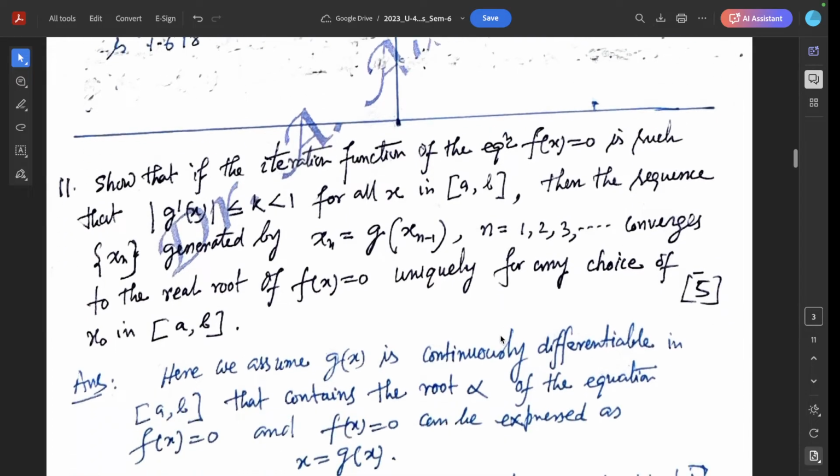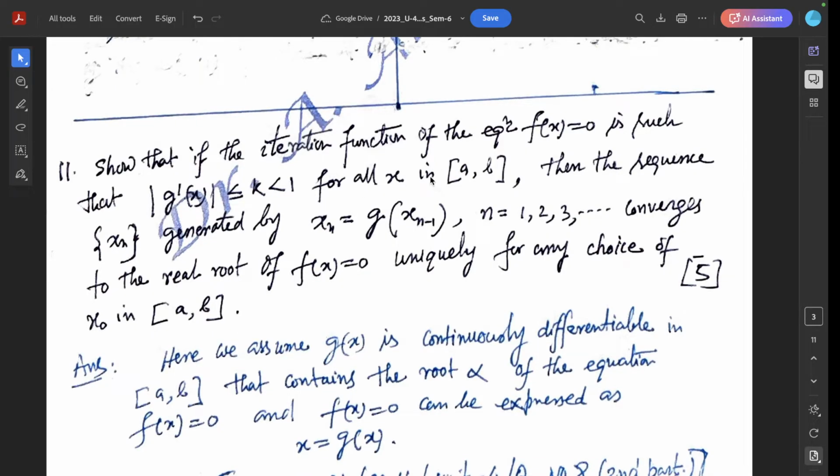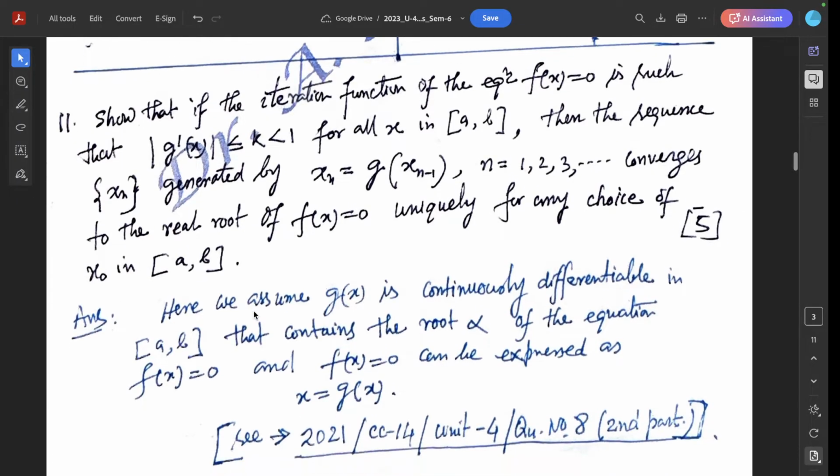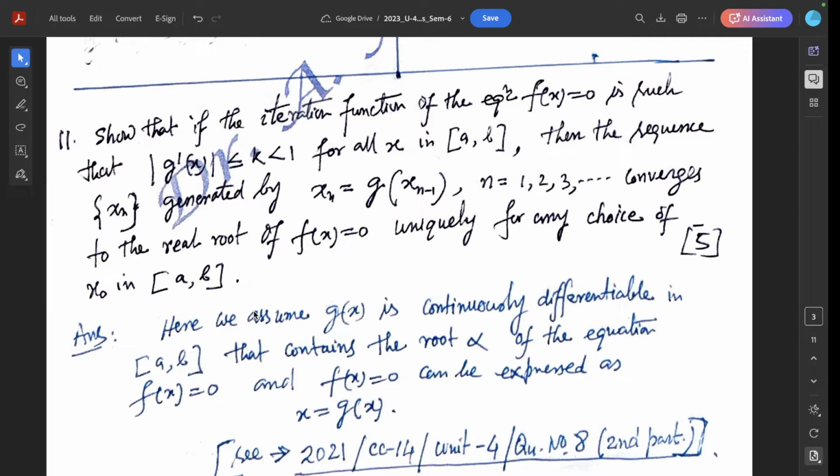Question 11. If the iteration function of the equation f(x) = 0 is such that the modulus of g'(x) is less than or equal to k, which is less than 1, for all x in the closed interval [a, b], the sequence x_n generated by x_n = g(x_{n-1}), n = 1, 2, 3, converges to the real root of f(x) = 0 uniquely for any choice of x_0, the initial approximation in the closed interval [a, b]. Actually, this is the sufficient condition for the convergence by the iterative method, fixed point iteration.